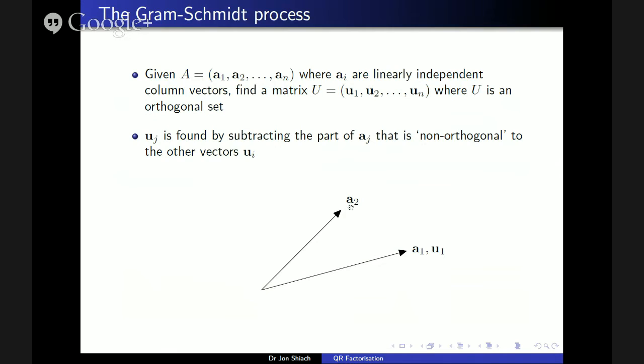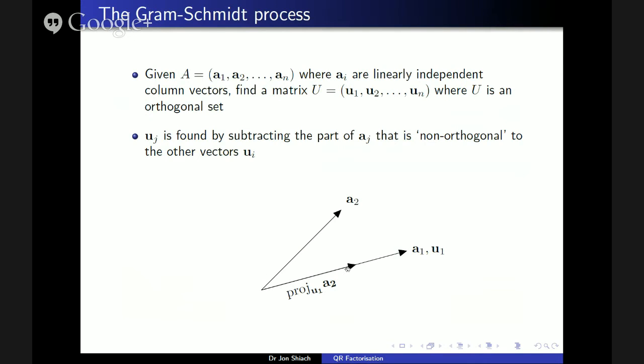But if I have got A2, I need a vector which is going to point up this direction, which is going to be orthogonal to U1. How do I do that? Well, a couple of slides ago, we looked at projection. If I project A2 onto U1, I get this vector. This vector here is the projection of A2 onto U1.